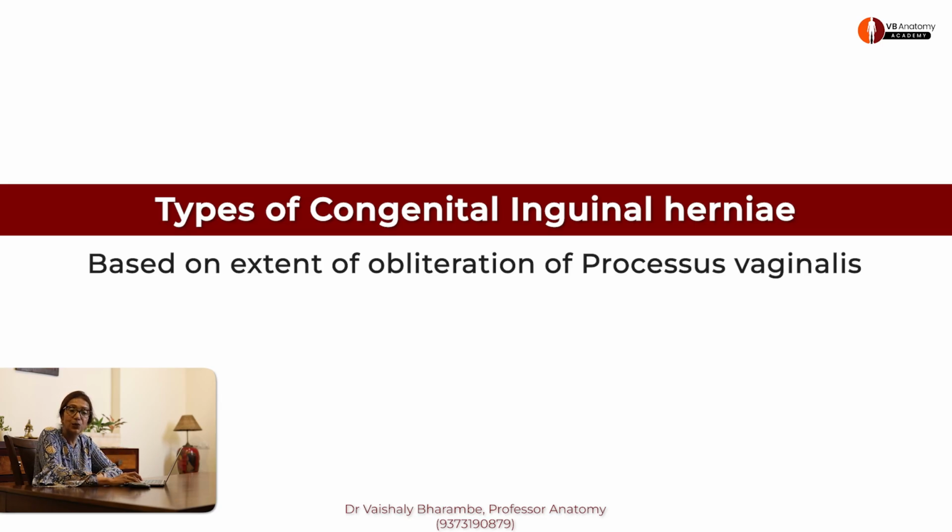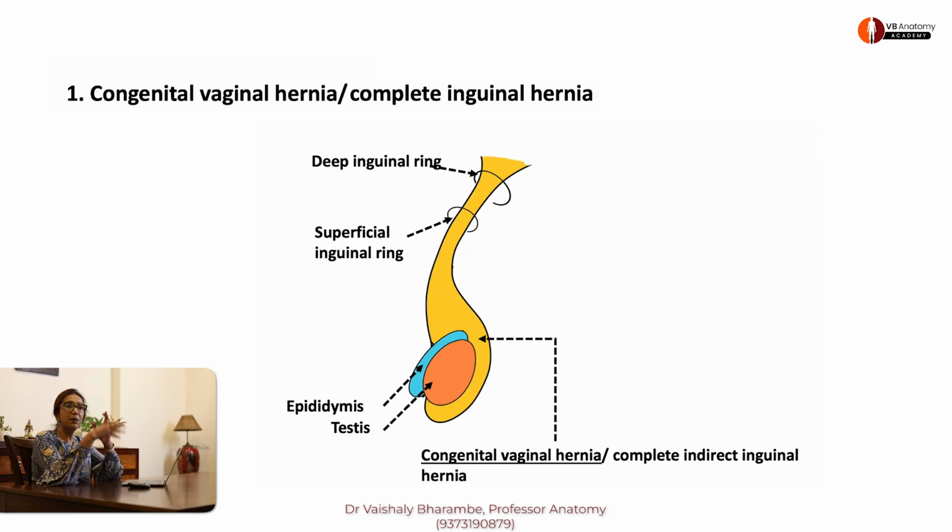So what are the types of inguinal hernia? Congenital inguinal hernia you will see. If it remains completely patent, you have what is called a congenital vaginal hernia. You can see the whole yellow tube, it's completely patent.